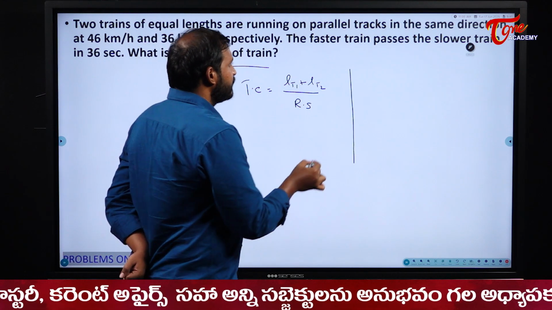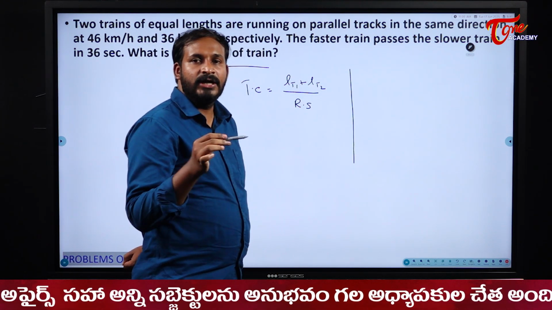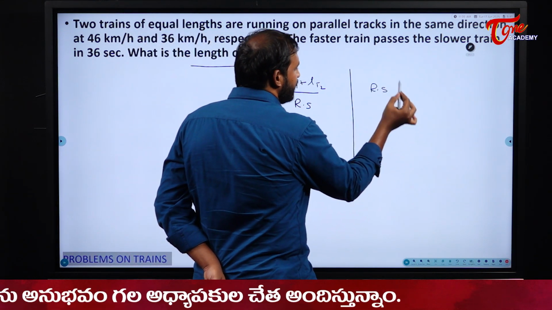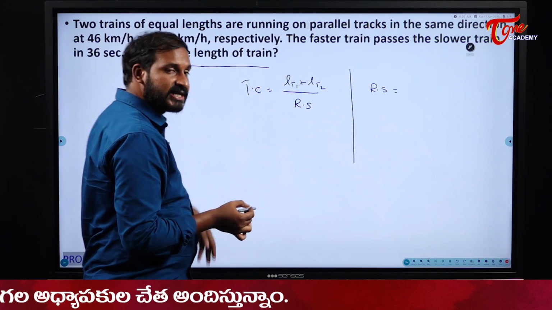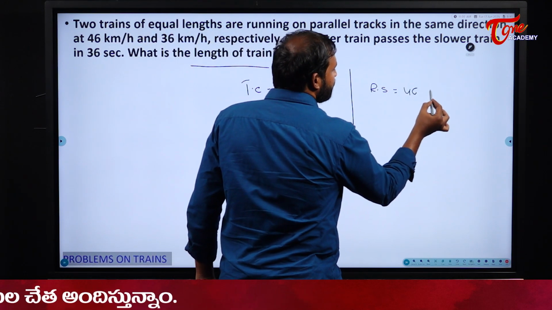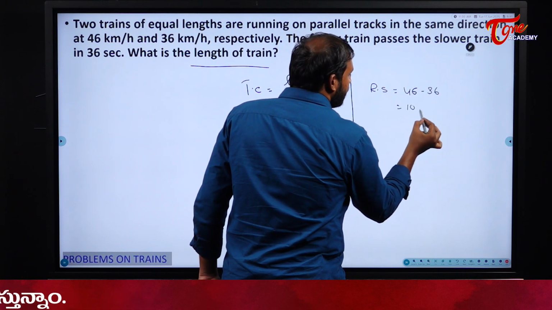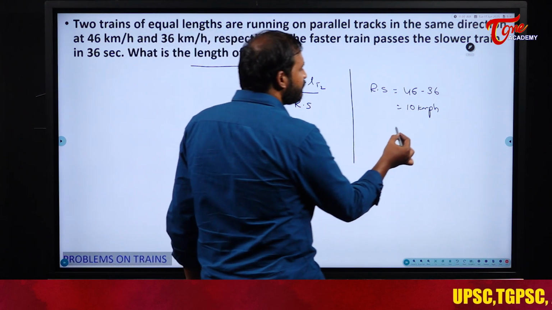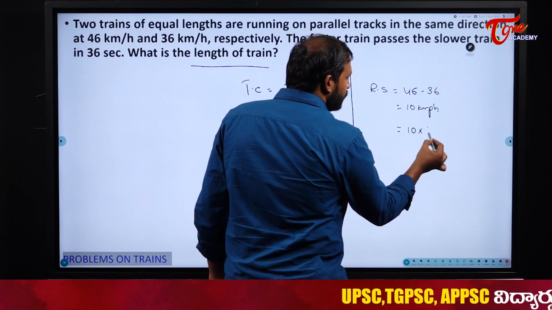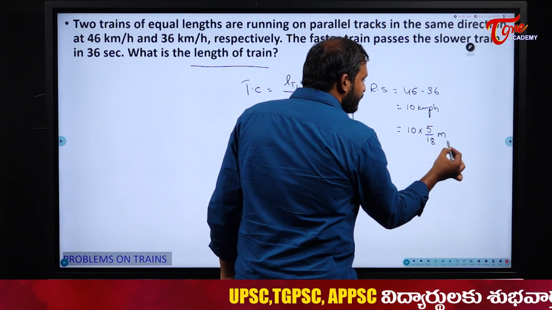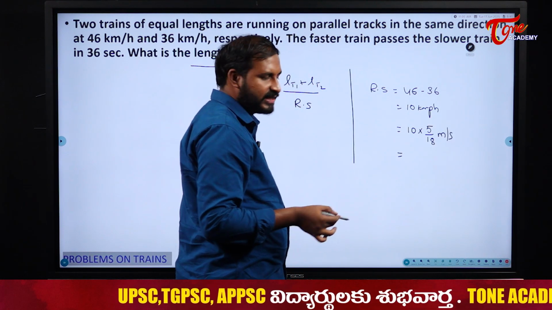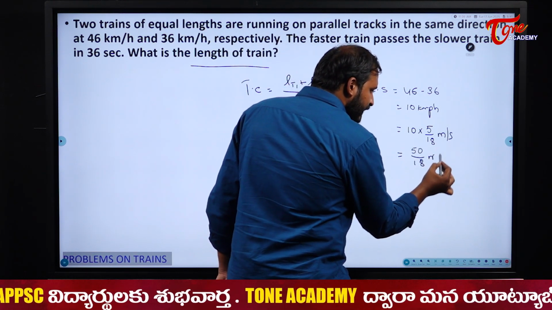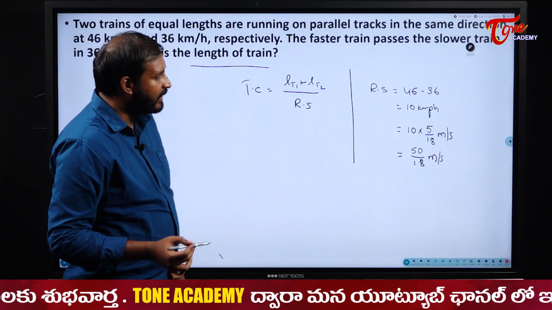Now first relative speed. They are moving in same direction, right? When two objects are moving in same direction, what happens to their relative speed? Their difference will become the relative speed. So their speeds are 46 and 36. So 46 minus 36, which is 10 kmph. If I convert it into meter per second, what happens to this? 10 into 5 by 18 meters per second. So don't cancel it unnecessarily until and unless it is necessary. So 50 by 18, I will put it as 50 by 18 only, no problem. 50 by 18 meters per second.